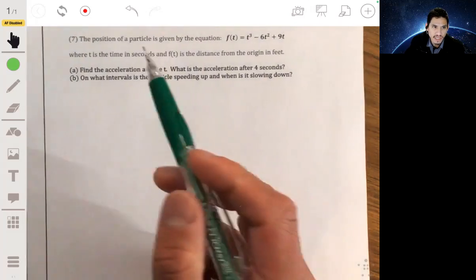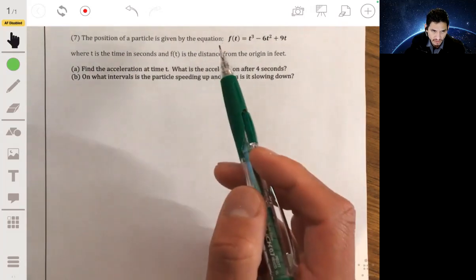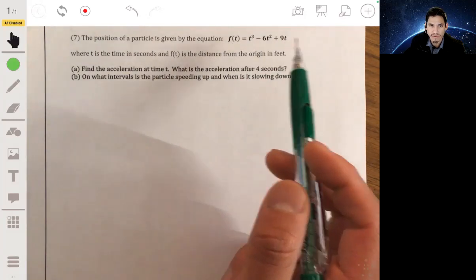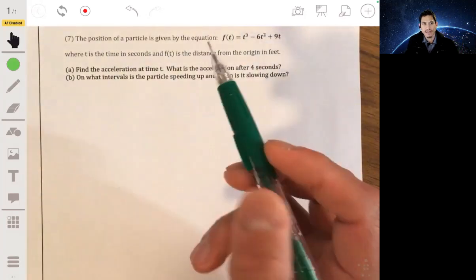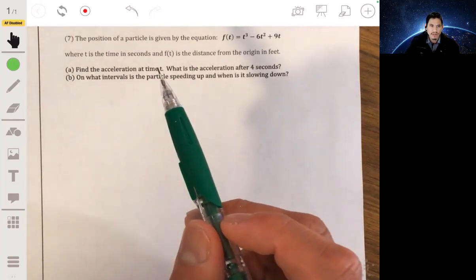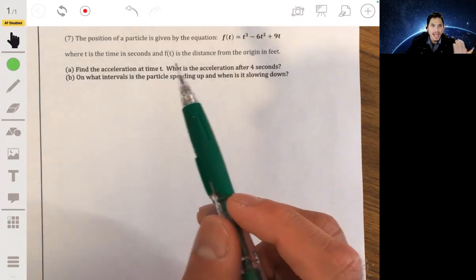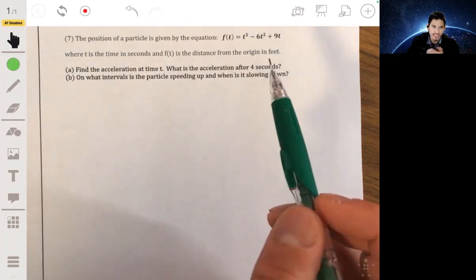So in this example, we have the position of a particle given by the equation f of t is equal to t cubed minus 6t squared plus 9t. And we're first going to figure out the acceleration in general, and then figure out the acceleration after 4 seconds.